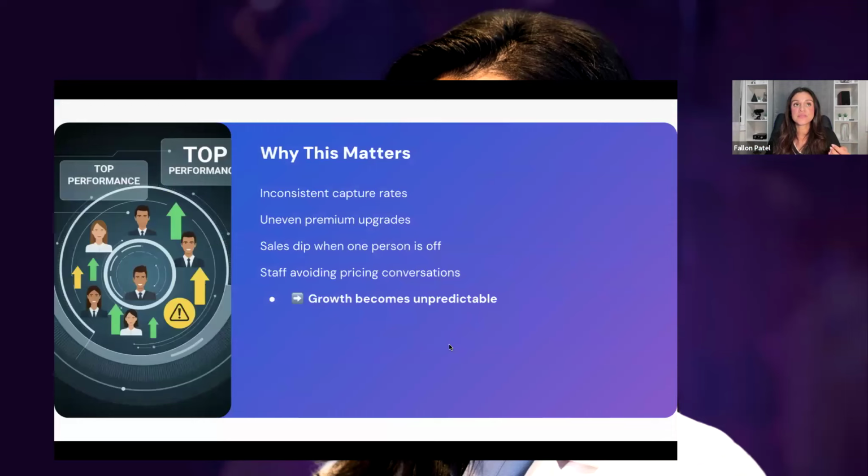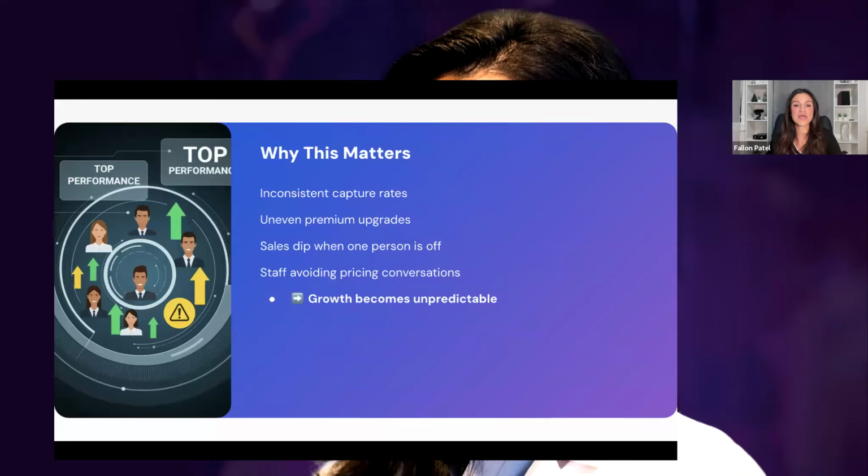And why does this matter? Because if we don't have that, we often have inconsistent capture rates, meaning inconsistencies amongst different employees. Some perform well, some perform very poorly, and it's inconsistent across locations too. You have uneven premium upgrades. So let's say your anti-reflective coating or your diagnostic tests, if you're an optometrist, or anything that you're trying to offer as a premium for these patients, you have kind of uneven sales across the board. And the sales often dip when that one person's off. We went over that. You have a super sales person that you're reliant on for the business.